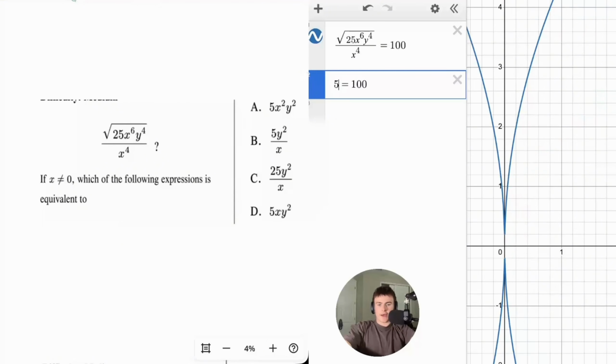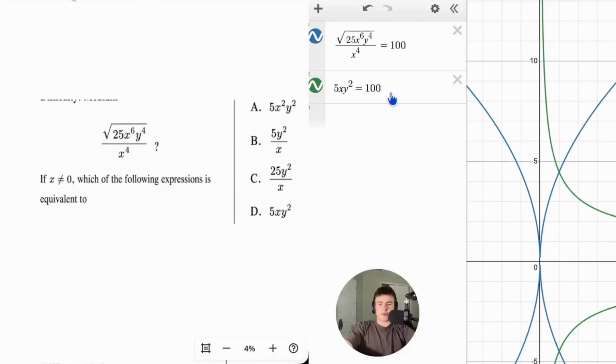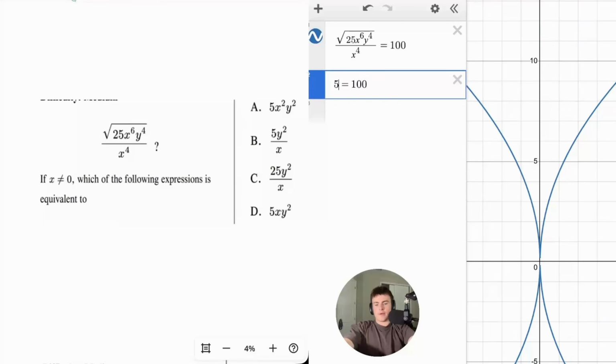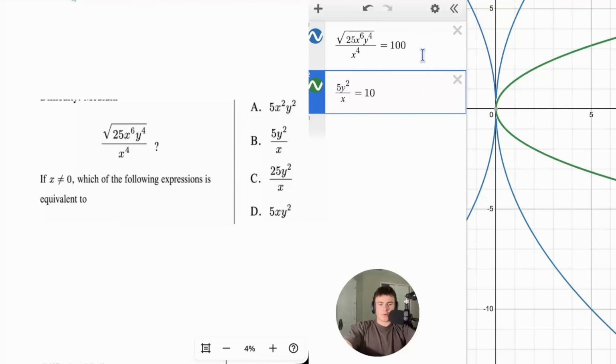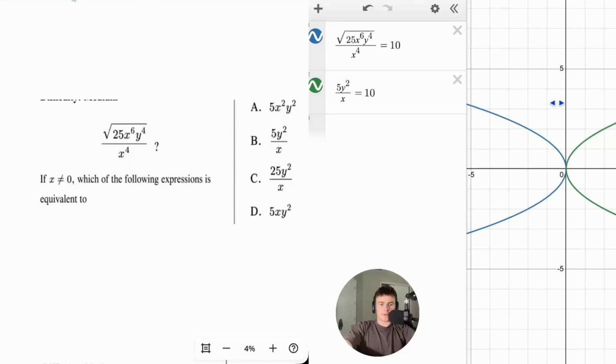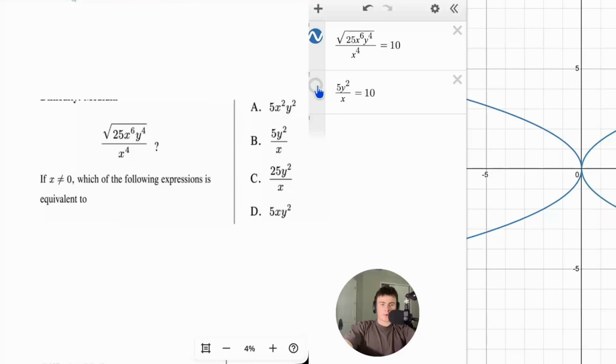Now D is 5xy squared. Is this going to be correct? It is not going to be correct. So the answer is going to be B. Now, why is it glitching a little bit? Well, sometimes if you have really big numbers, it'll glitch. So we can just lower the values. And then as you can see, it clearly overlaps. And yeah, that's about it. You just want to see which one is equivalent.